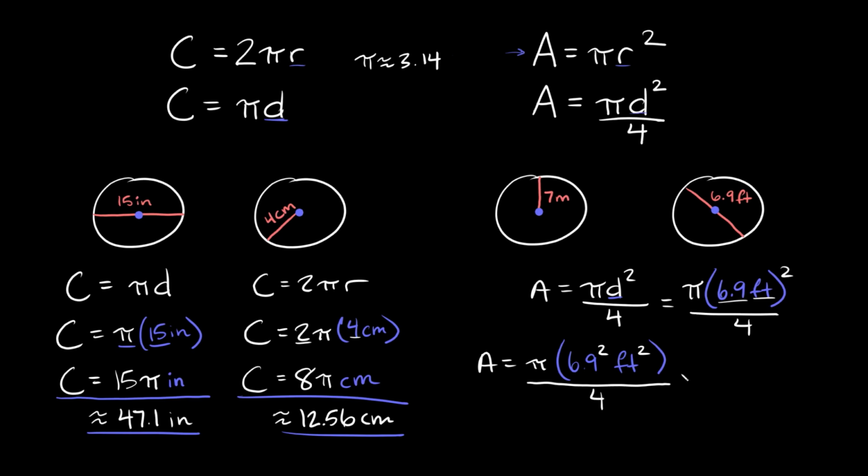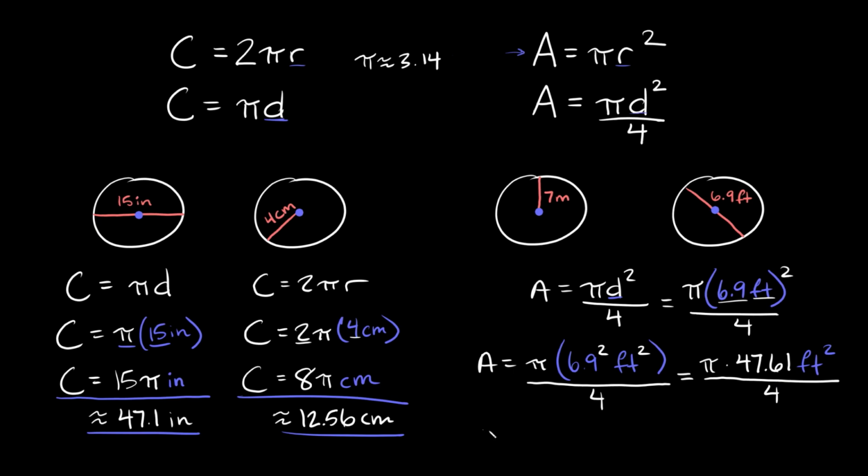So then here, this is going to be equal to pi times 47.61, and then our units are feet squared, right? Feet squared. And again, this is all over 4. Now the last thing we want to do, since we want to write our answer in terms of pi, we're going to leave pi alone, but we can simplify this, right? 47.61 divided by 4. So this would be equal to 11.9, approximately 11.9.